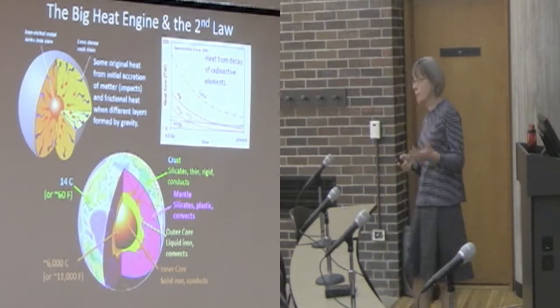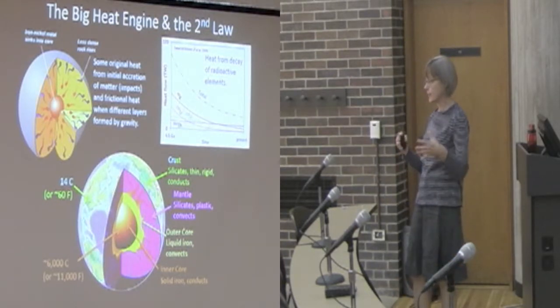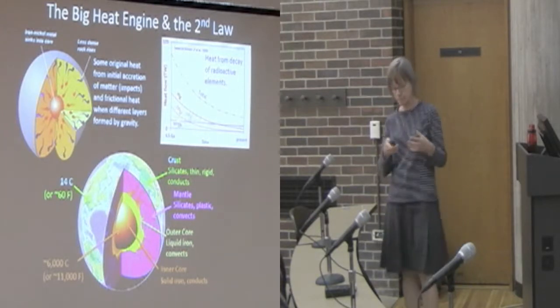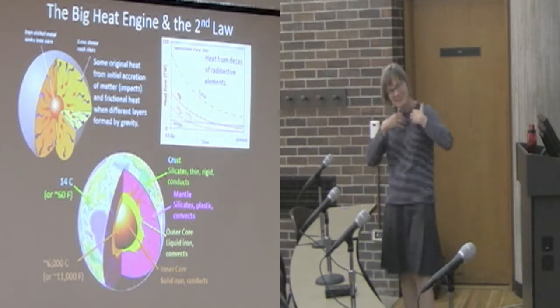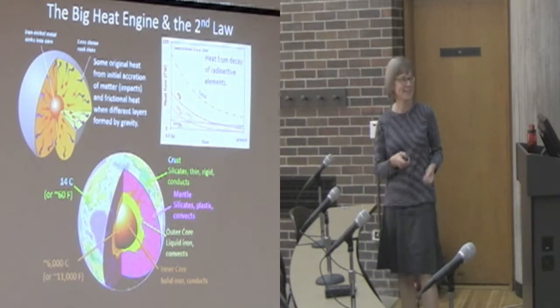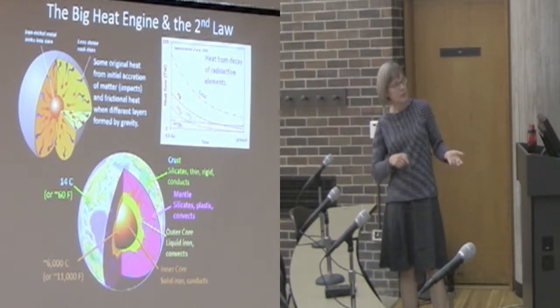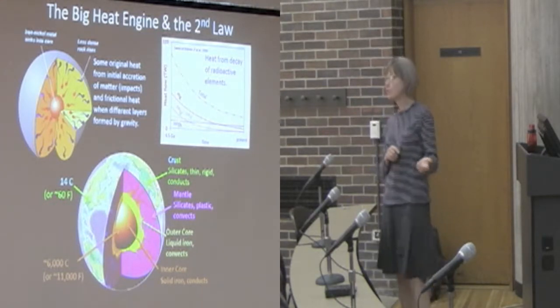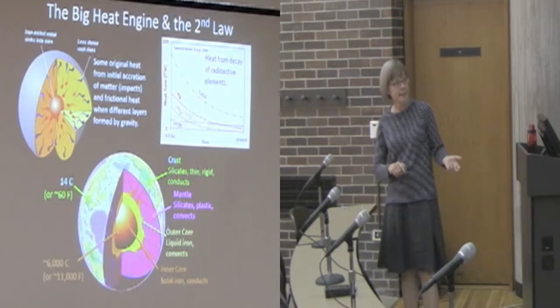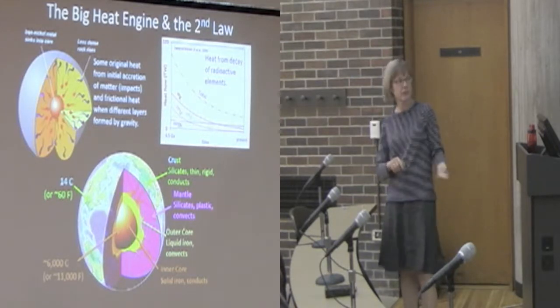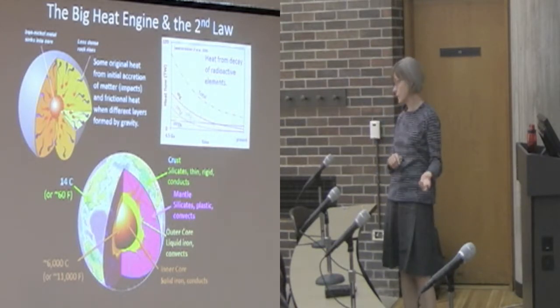So the combination of the two sources of heat, the giving off of that heat from the Earth as it's been cooling, is what's generated the Earth as we know it today. So the surface of the Earth on average is about 14 degrees Celsius. And the center of the Earth, it's controversial, but it's somewhere around 6,000 degrees Celsius.